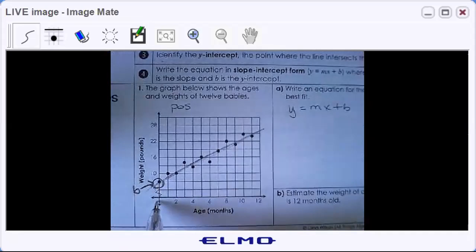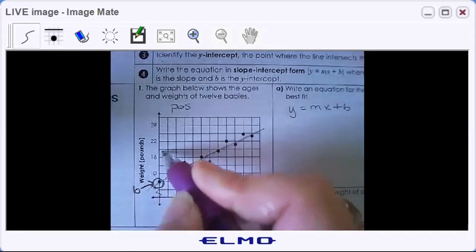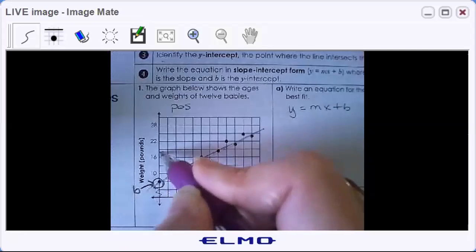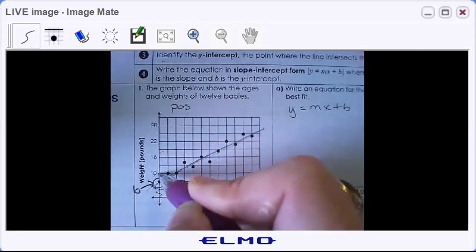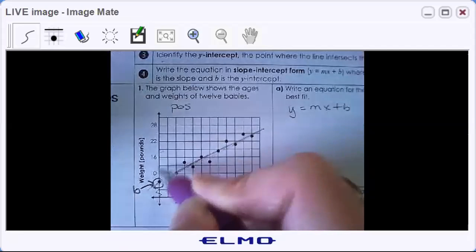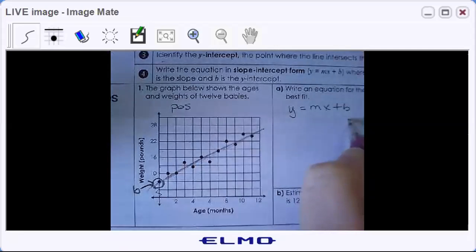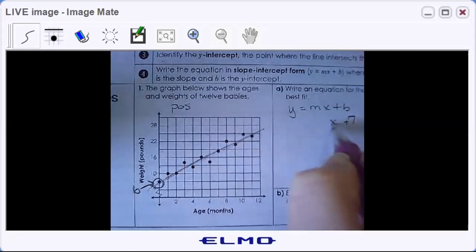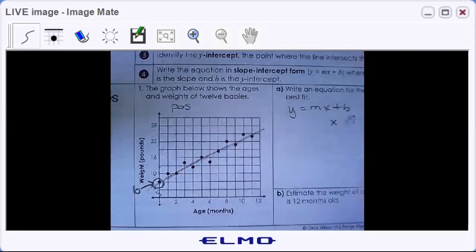So let's see, this is 10 and that's 16. That means this is making jumps of 3. Yeah, it's making jumps of 3. So 10 minus 3 is 7. So this is something plus 7. So the thing I don't have right now is the slope.